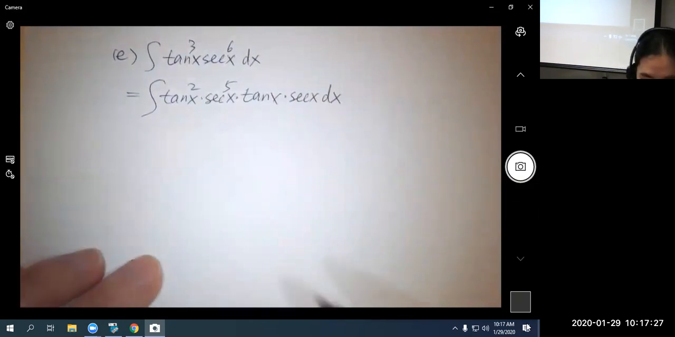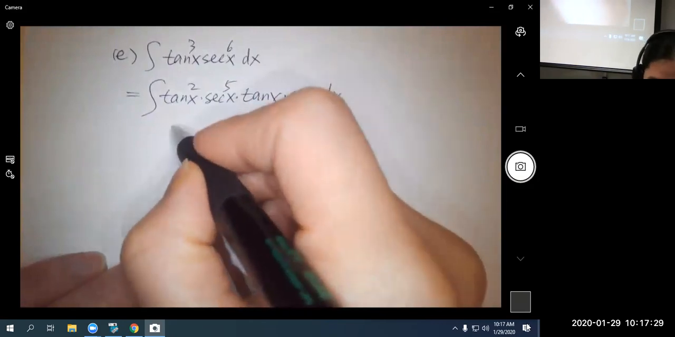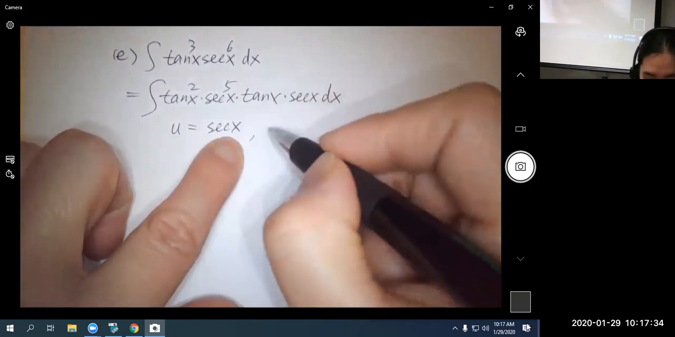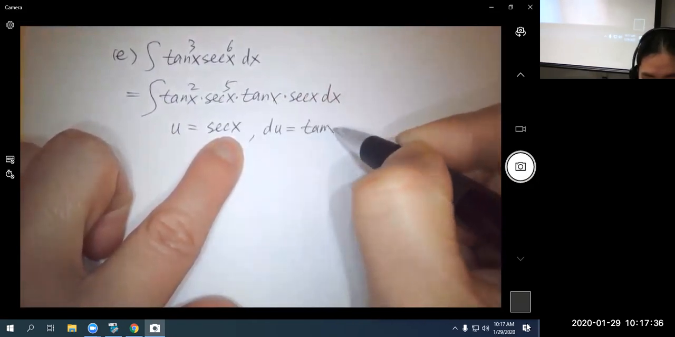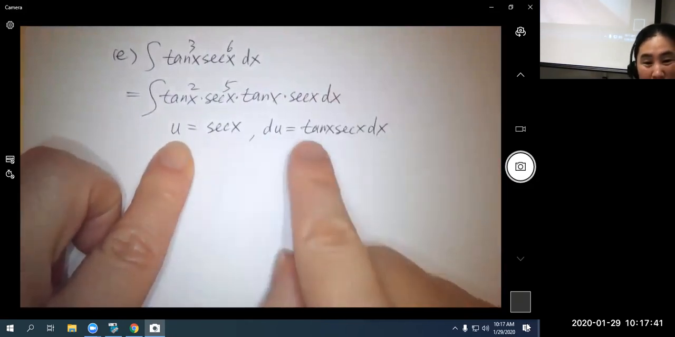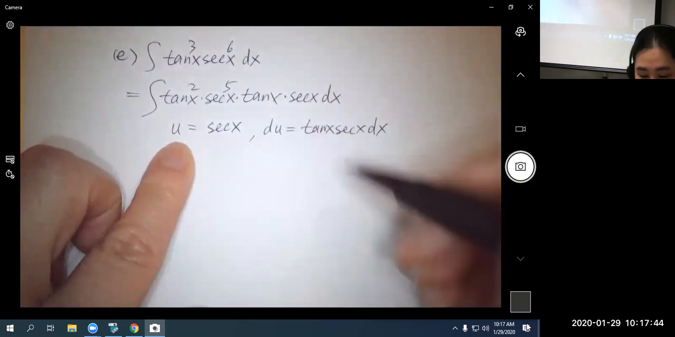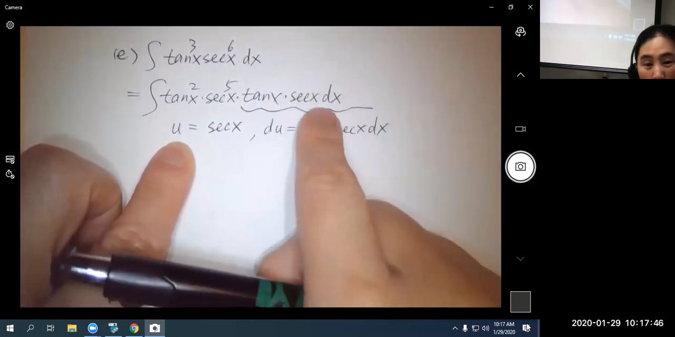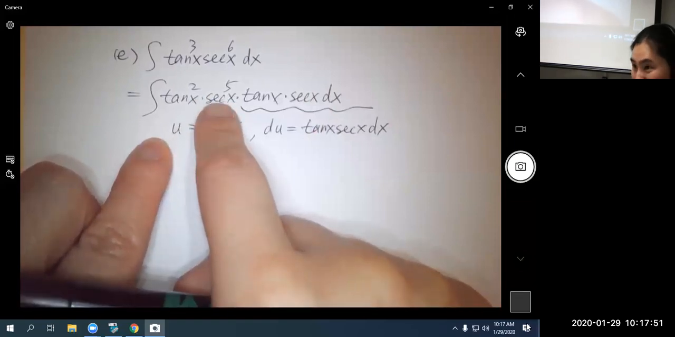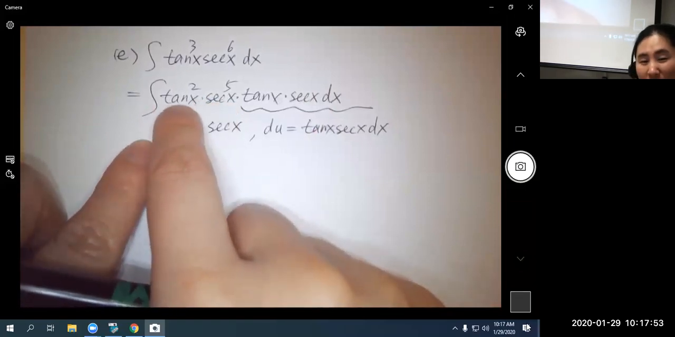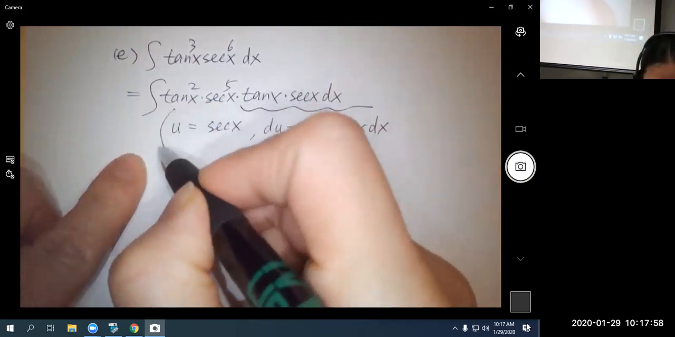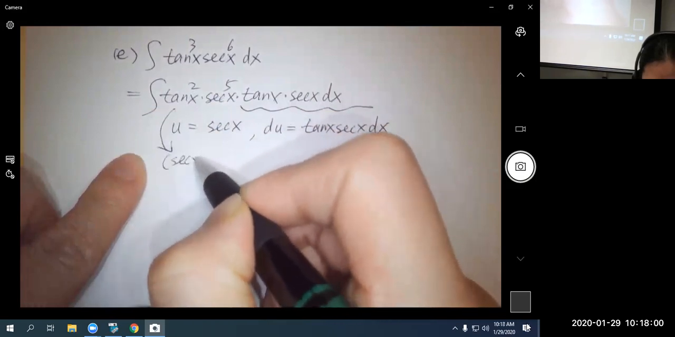All right, so what substitution should we do? Same thing, u equals secant of x. So du will be tangent of x times secant of x dx, because the derivative of secant equals tangent times secant. So this part is du. This part becomes u to the fifth. And how about tangent of x squared? Tangent of x squared can be written as secant of x squared minus 1.